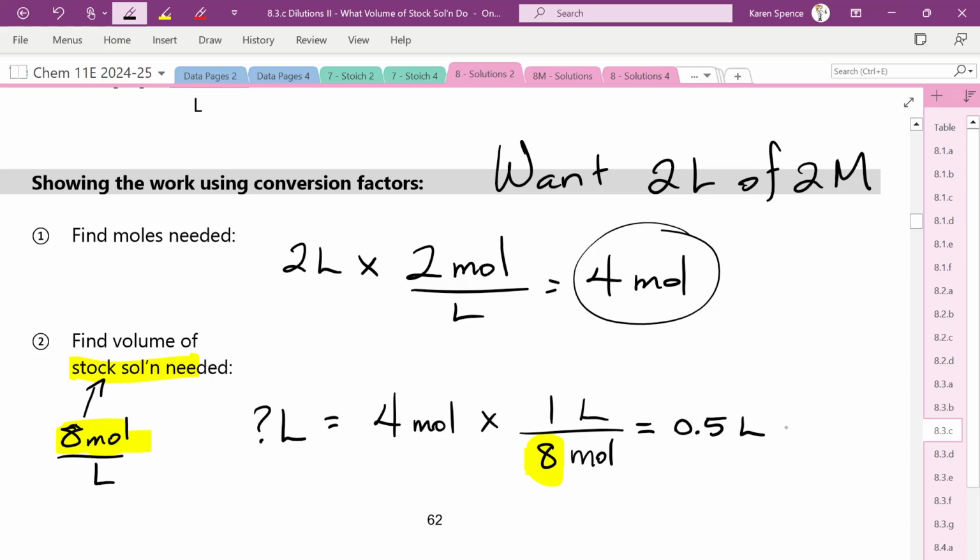How many milliliters would this be? 500 milliliters. Okay. So that's how you would do the math. You would find the moles and then you would calculate the volume. You can do this all in one line if you want to. Up to you whether you choose to do that or not.